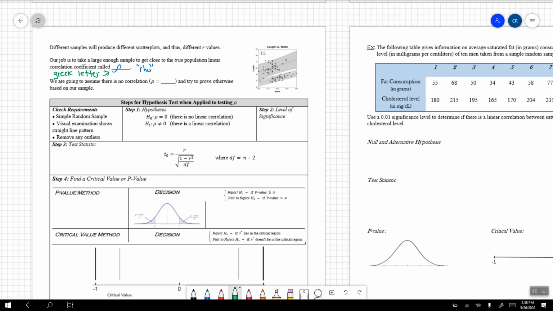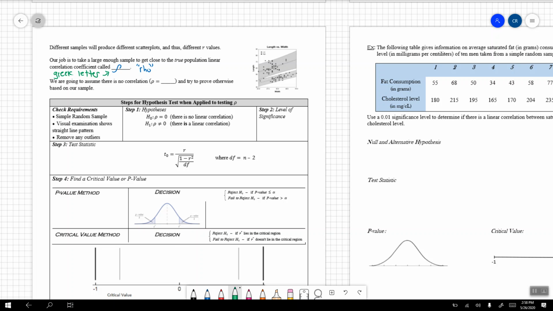Oops, Greek letter rho. All right, there we are. So again, very, very similar to what we were doing before, right? When we were doing this hypothesis testing, we wanted to make sure that we choose large enough sample sizes. Is the sample size large enough? Because at the end of the day, we want it to reflect the true proportion or the true population that we're observing.